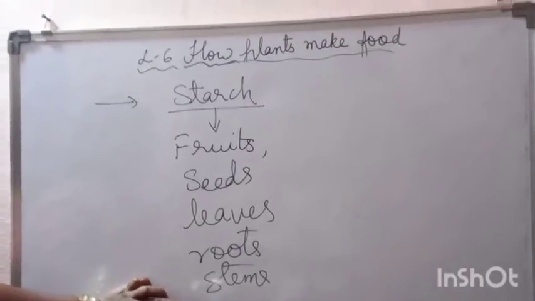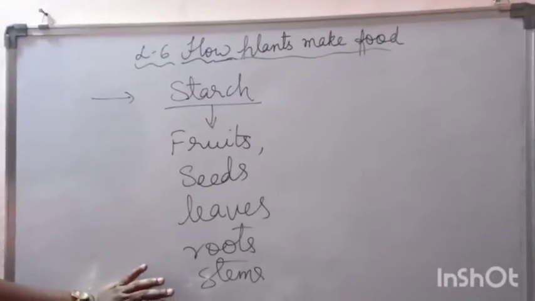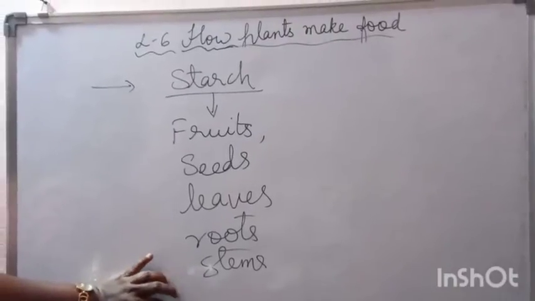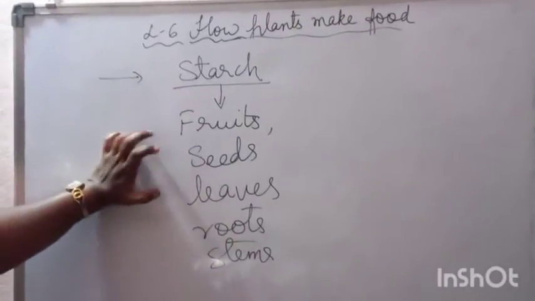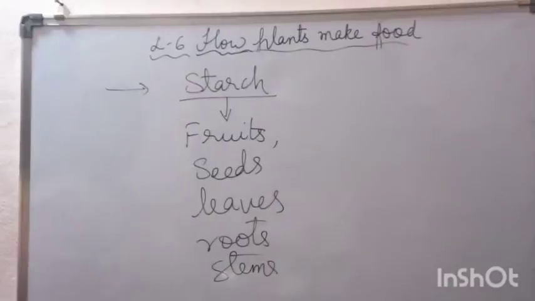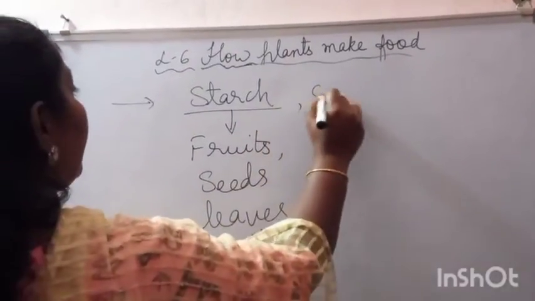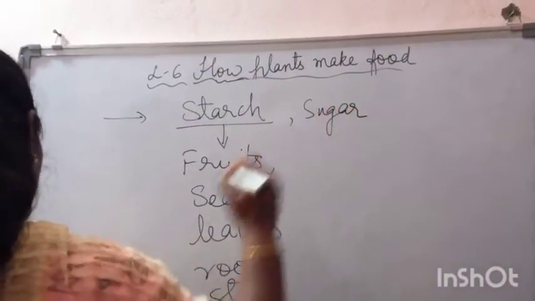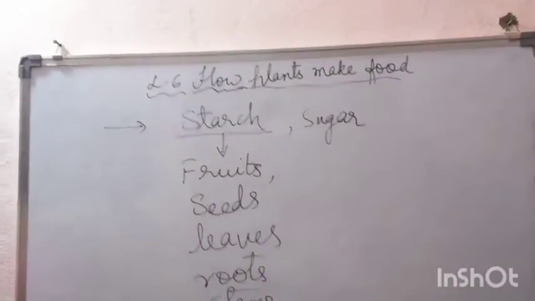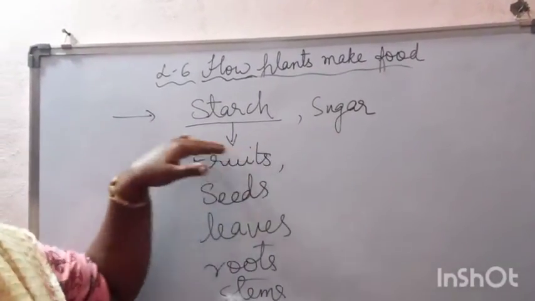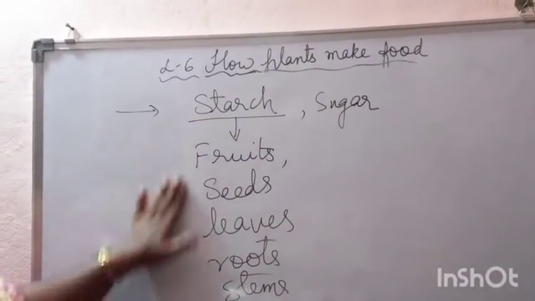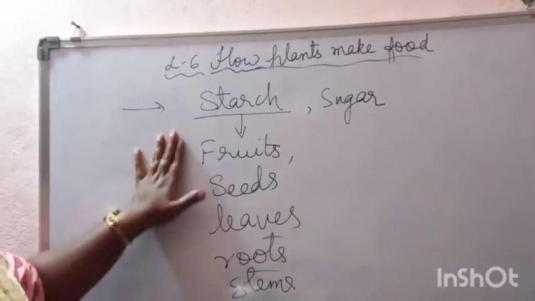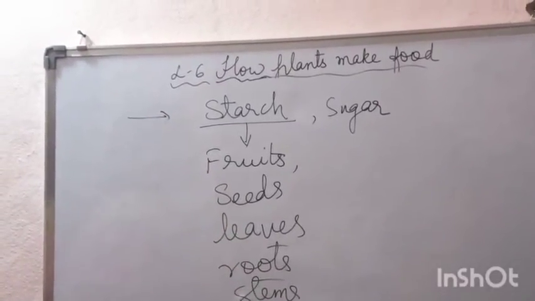Okay. So, we eat food from plants. Means we are actually eating, what are we actually eating, children? We are eating sugar and starch. We are actually eating what, children? Sugar and the starch, which is prepared and stored in these parts of the plant.